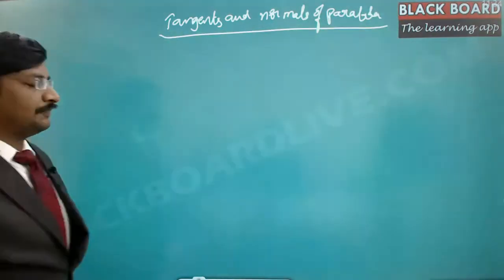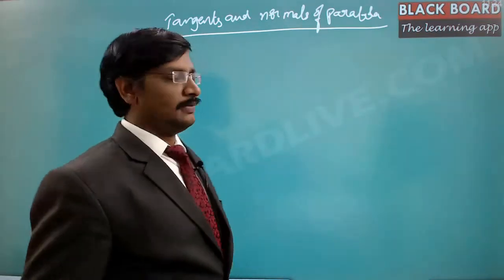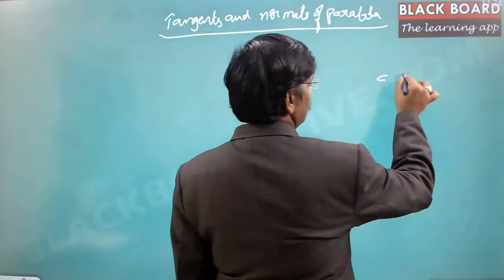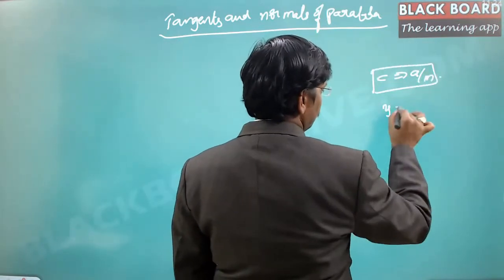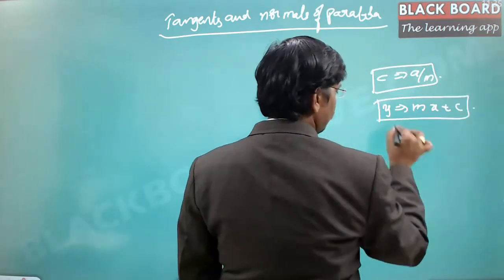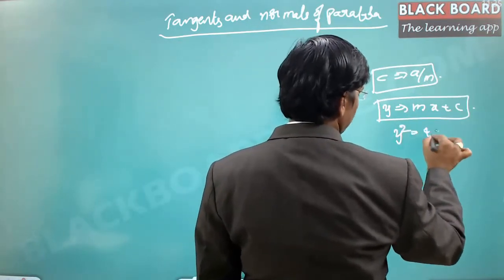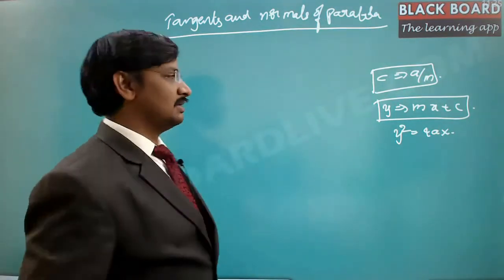So here actually we proved that for a straight line to be a tangent to the parabola, the condition is c is equal to a by m. So this is the condition for y is equal to mx plus c to be a tangent to the parabola y square is equal to 4ax, right? Sometimes it will be asked in a different manner.